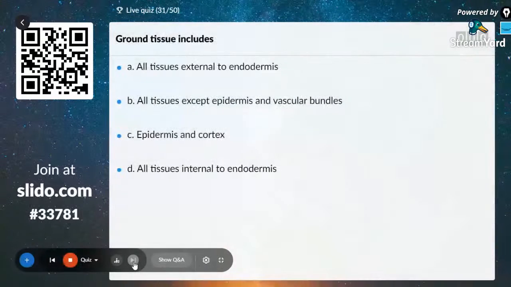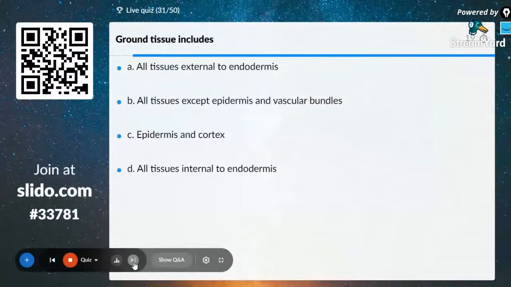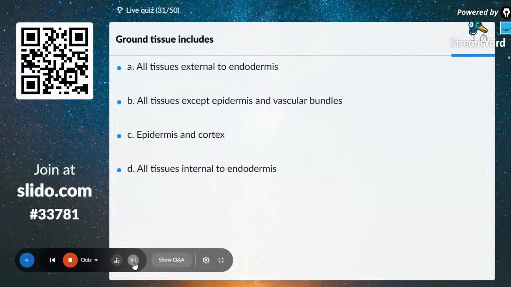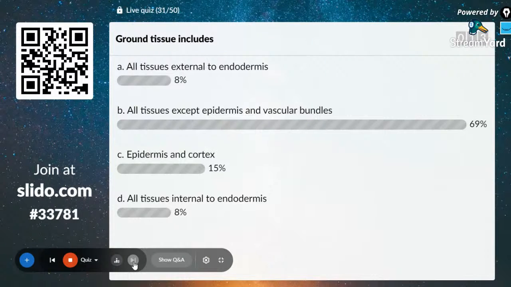Ground tissue includes all tissues external to endodermis, all tissues except epidermis and vascular bundles, epidermis and cortex, all tissues internal to endodermis. Yes. All tissues except epidermis and vascular bundles include the ground tissue. Next question on the screen.